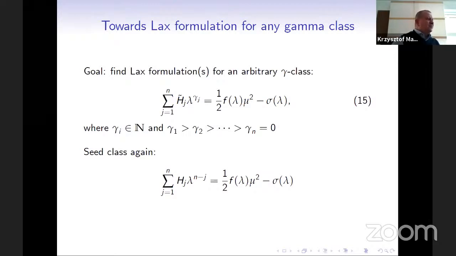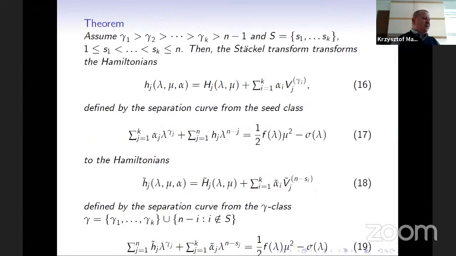Find Lax formulations for arbitrary, it's called gamma class. It's like a Benenti system, but with holes here and maybe some gammas that are larger than n. So it's a different system. That's absolutely different system. So the first thing we did, and now I'm running out of time, so I will just show you quickly. We found a Stäckel transform between these systems.